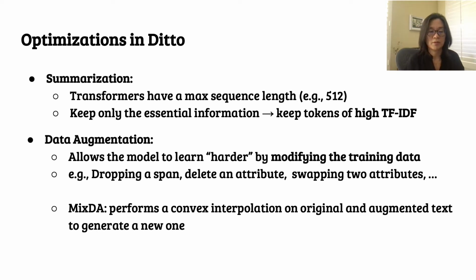Ditto also uses mixed DA, a mixed data augmentation technique, which I won't explain in detail here. The observation is that sometimes the data augmentation operators, such as the one that drops a span of tokens, can totally distort the result of entity matching. So what mixed DA does is take the original text and the augmented text, which has a span of tokens dropped in this case, and generate an intermediate representation that is not too far from the original text, so that it has less likelihood of creating a distorted result.